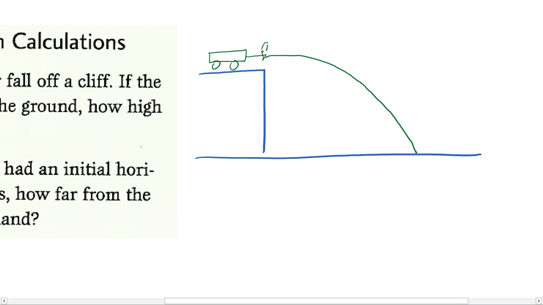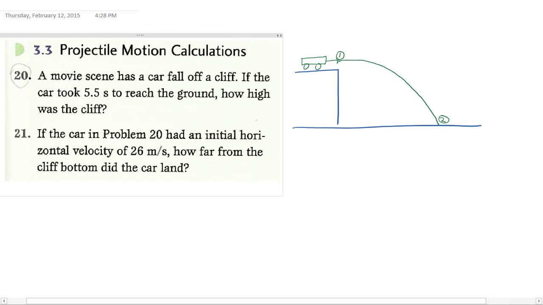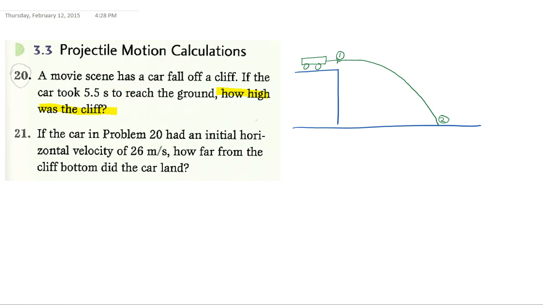This will be the beginning of the interval of time that we're interested in, and this will be the end of the interval of time that we're interested in. And the question is, how high was the cliff? So in kinematic terms, what they're asking here is, what was the change in displacement? If they started here and they ended there, what was the change in position, specifically the change in the y position? So this part here will be your delta dy.